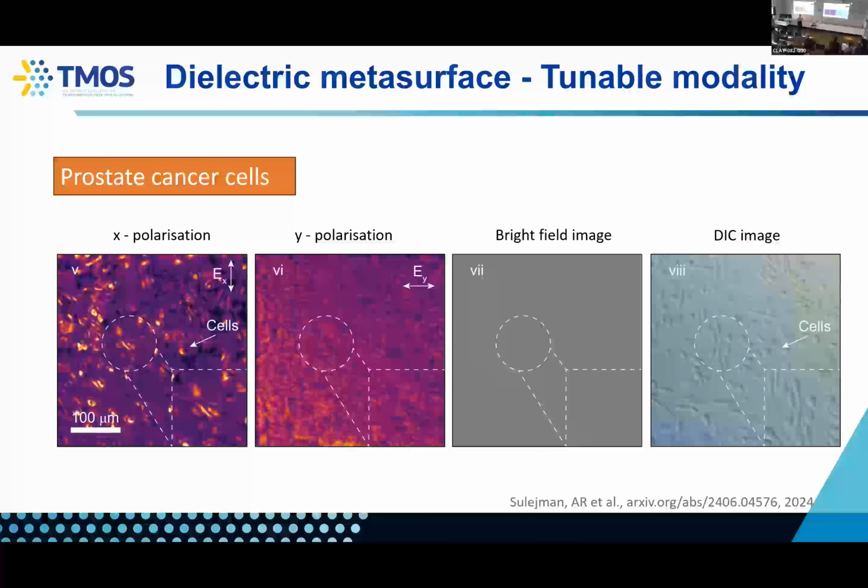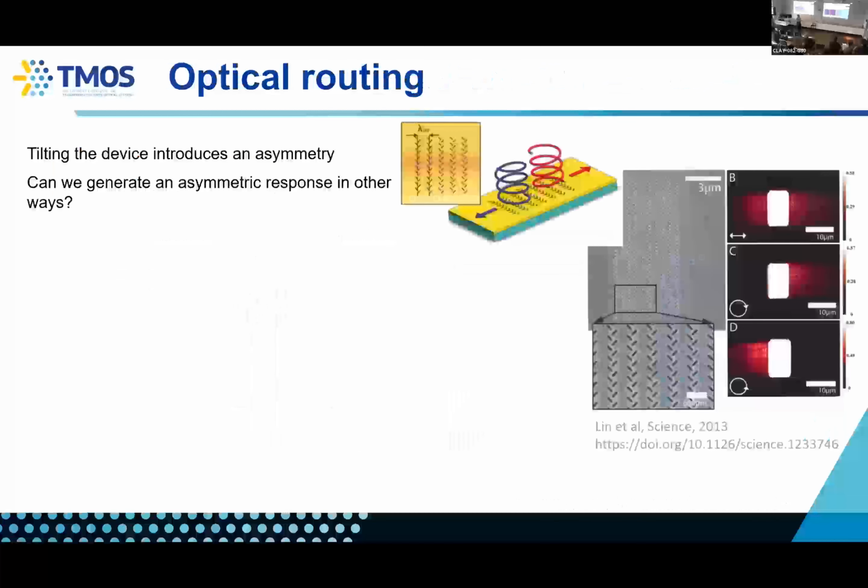This did require tilting, again, by about 5 degrees, and Shaban was able to show that we could visualize unstained prostate cancer cells. The bright field image shows very little contrast, which obviously shows up in the DIC image, so there is phase contrast there. And again, by changing the polarization, we can switch the polarization sensitivity on and off.